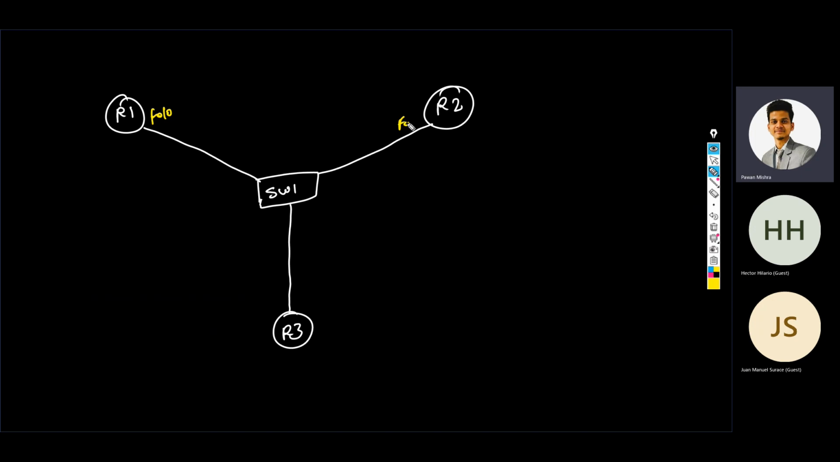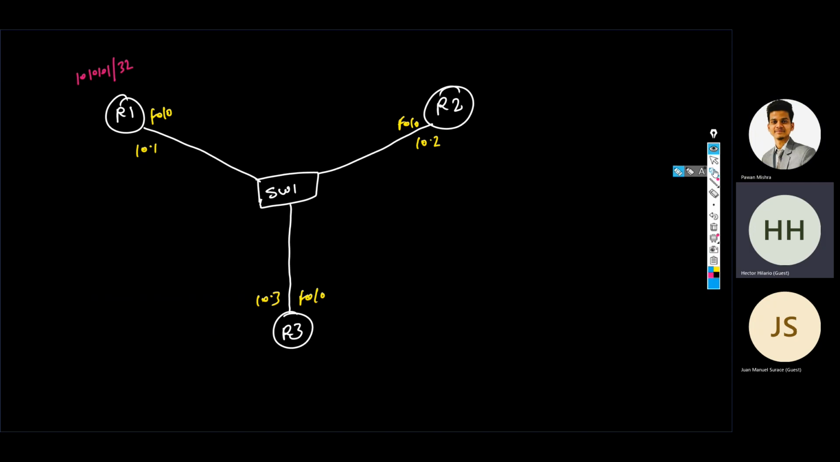F0/0, F0/0, F0/0. And let's say here I'm having IP address 10.1. Here I'm having IP address 10.2. And here I'm in 10.3, right? And on R1 having a loopback that is 1.1.1.1/32, correct? This thing is clear now?